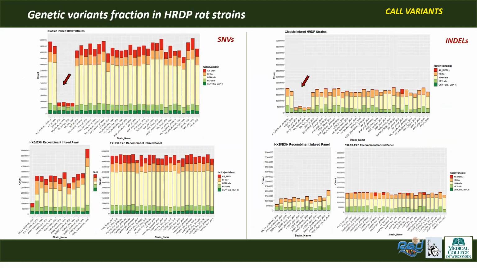And we can see here the number and fractions of single nucleotide variants and indels per sample. So the total number of single nucleotide variants per sample was up to 6 million and around 2 million indels, except Brown Norway strains, classic and recombinant, that have around 5-6 times lower number of variants. So you can see the 2 recombinant panels below, and on the top is the classic inbred strains group.